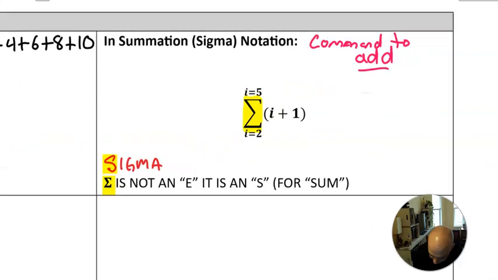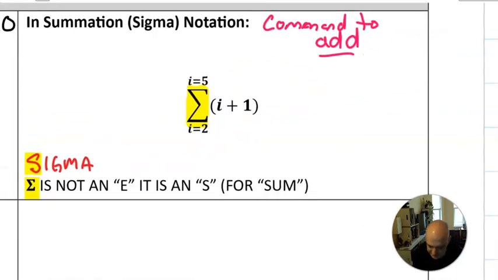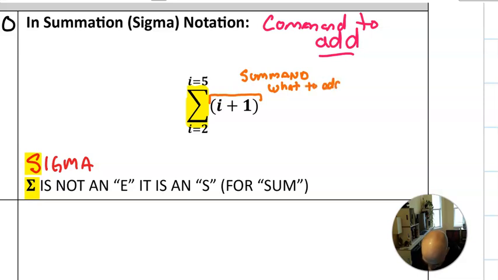Let's zoom in on this little guy, and this is actually asking us to do the exact same problem as we just did on the right. Well, the first piece is what I would call the thing inside the sigma. This is called the summand, and it's what to add. So this is like the equation that you're adding.